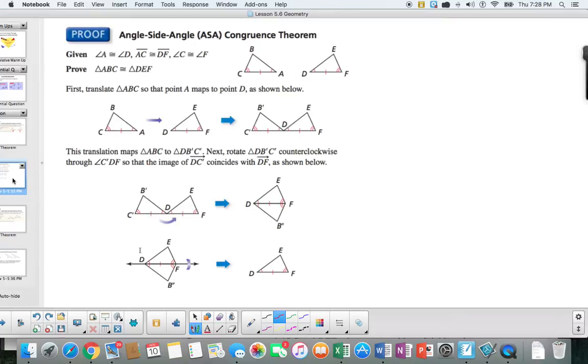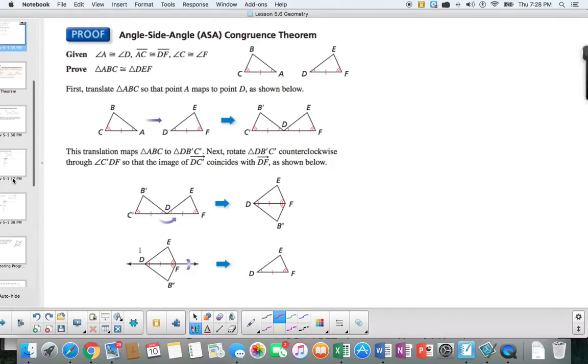Here's the proof. The proof is a rigid motion proof. What we're going to do is take one triangle and translate it so that D matches to A, and that's going to happen right here. Now we're going to rotate it so that C prime will rotate to F, and this is the rotation, and you can see we get this.